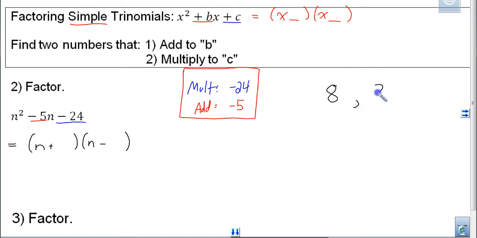So if I have 8 and 3, I know that multiplies to positive 24, but I want one of those to be negative. If I said 8 and negative 3, they do in fact multiply to negative 24, but they don't add to negative 5, they would add to positive 5. But if I changed it around, if I put negative 8 and positive 3, that would multiply to negative 24 and also add to negative 5. So those are my two numbers there. I can have n plus 3 times n minus 8 is my factored expression. Now, these two can be flipped, so you can have n minus 8 first or n plus 3 first. It doesn't matter what order they go in.